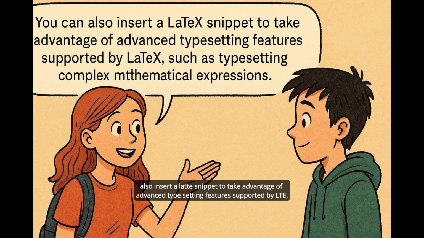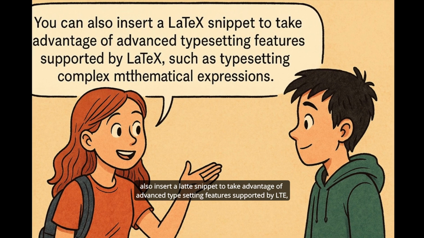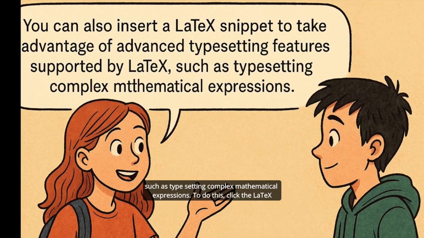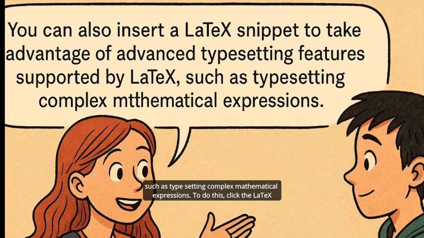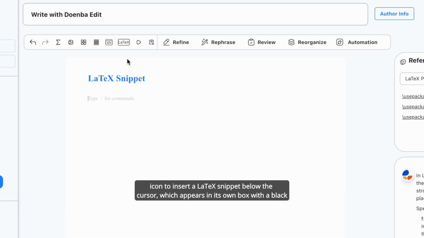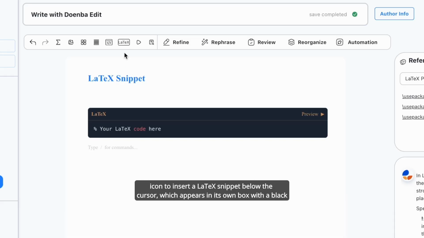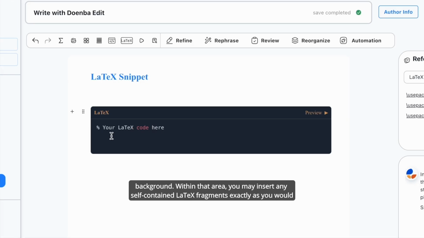You can also insert a LaTeX snippet to take advantage of advanced typesetting features supported by LaTeX, such as typesetting complex mathematical expressions. To do this, click the LaTeX icon to insert a LaTeX snippet below the cursor, which appears in its own box with a black background. Within that area, you may insert any self-contained LaTeX fragments exactly as you would in the main body of a LaTeX file.